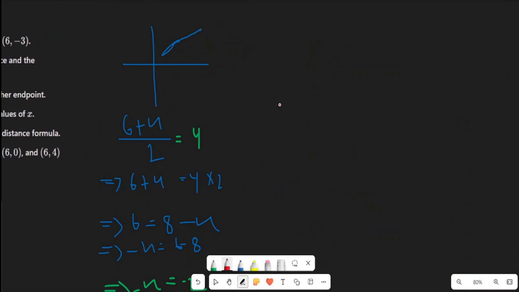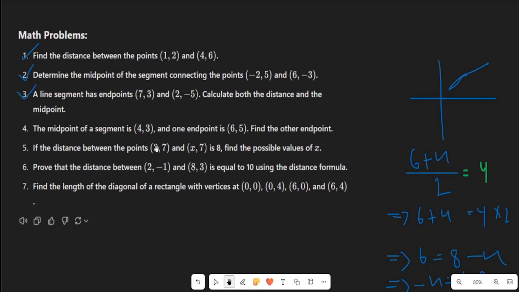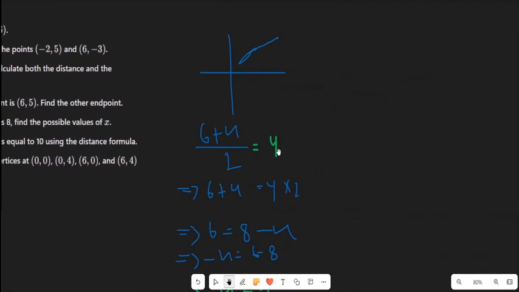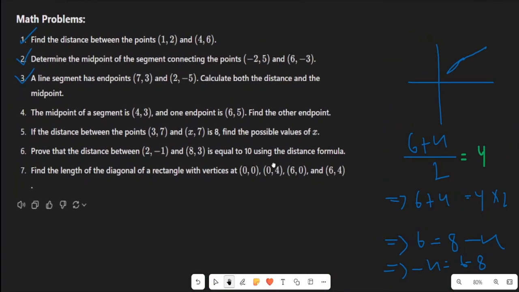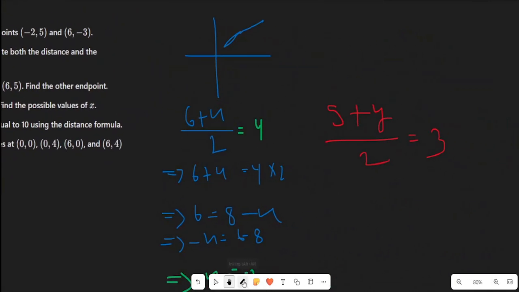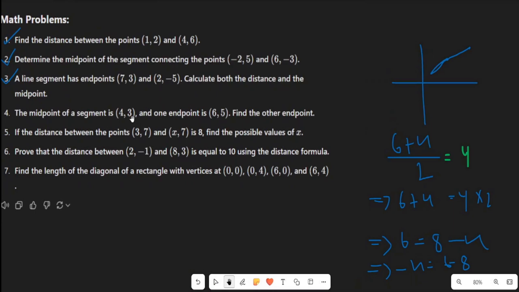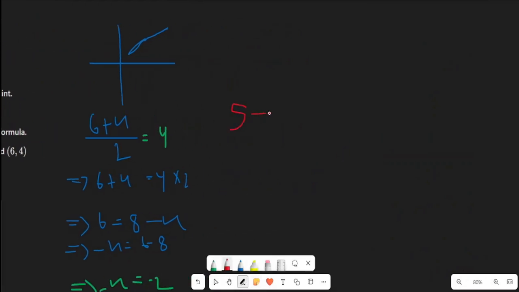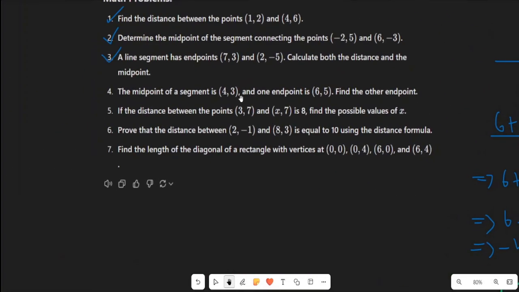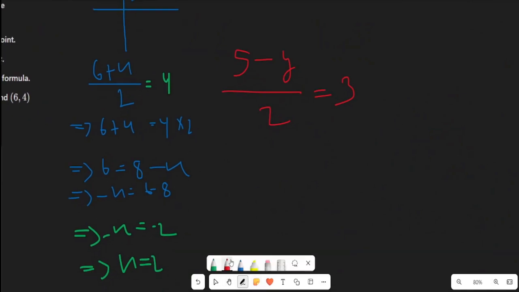This time we will write what values we have. What do we have here? 3 and 5. So 5 plus y divided by 2 equals 3, I guess. Oh, I have written it wrong. Okay, wait. Here the midpoint is 3. The average is 3, and the endpoint is 5, so 5 minus y divided by 2 equals 3. Okay, I'm so sorry for that.